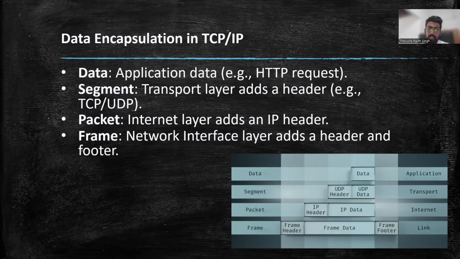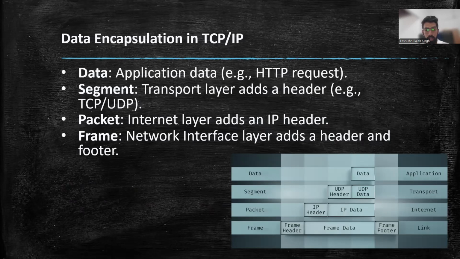Third one is packet. At the internet layer, an IP header is added, turning the segment into a packet. This header includes the source and destination IP addresses as well as information about the packet's length and fragmentation.